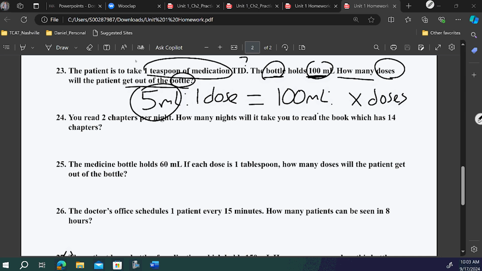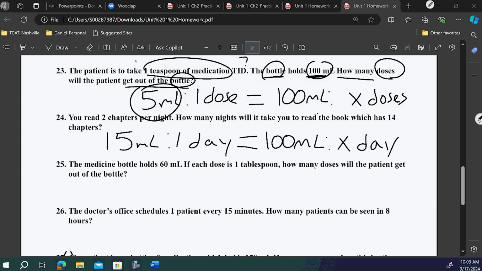So if this question gives you the same information and asks, hey, how long is this bottle of 100 milliliters going to last? How many days? That would be something like, oh, well, I go through 15 milliliters for every 1 day. I start off with 100 milliliters. I just want to know how many X days that's going to last. That would be a different question, but I can still figure it out the same way.